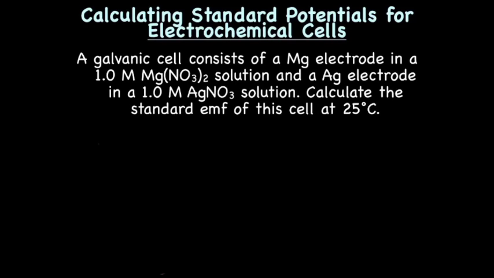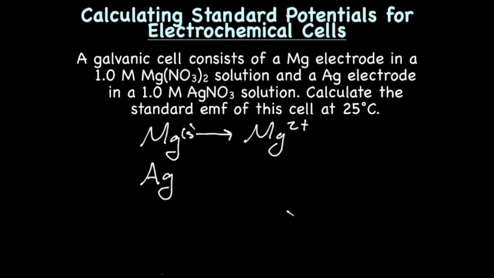All right, so the first thing we need to do is to figure out the reduction and oxidation half reactions. The problem with this question is that I actually have no idea which is the reduction half or the oxidation half, but I do know what the half reactions are. I know I'm going to have magnesium going to Mg2+, and I know I'm going to have silver solid going to Ag1+. You'll note that I left out the nitrate, and that's because the nitrate is not part of the reaction.